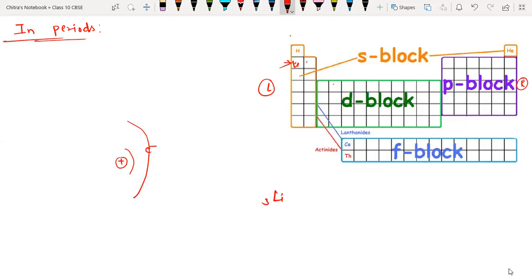we have beryllium, Be, and beryllium has atomic number 4. That means 1 extra electron is added in the same shell. Likewise, after beryllium we have boron, with atomic number 5. Again, see, the shell will be the same. Only in the same shell electrons are added all the time.